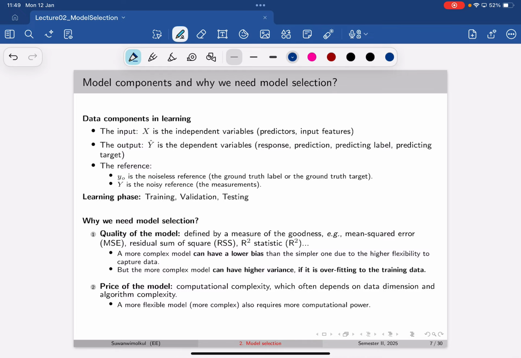And yes, from last time, what we've learned is that we have some measurements of goodness, those evaluation techniques like mean square error that we've learned last time. We also have residual sum of squares and R-square statistics. These statistics can be used to capture the performance of your work.